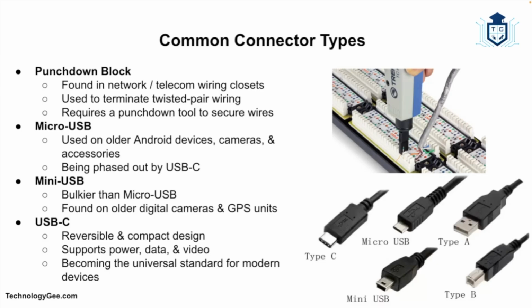And then you have what is called micro USB. This is used on older Android phones, cameras, and accessories, but it is being phased out by USB-C. You have what's called mini USB, and this is bulkier than micro USB, and this is used in older digital cameras and GPS units. And then you have USB-C, and this is reversible and compact, and this can deliver power, data, and video all over one wire, and this is becoming the universal standard.